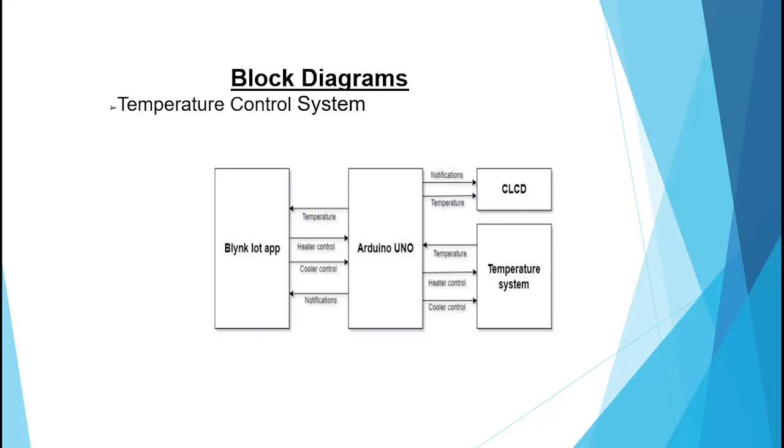Whenever the cooler button is high in the Blink app, we are going to turn on the cooler. If the button is low, we are going to turn off the cooler. Whenever the heater button is high in the Blink app, we are going to turn on the heater, otherwise we will turn it off. Temperature threshold control: if the temperature is more than 35, we are going to turn off the heater and send a notification to the Blink IoT app and display it on the CLCD.